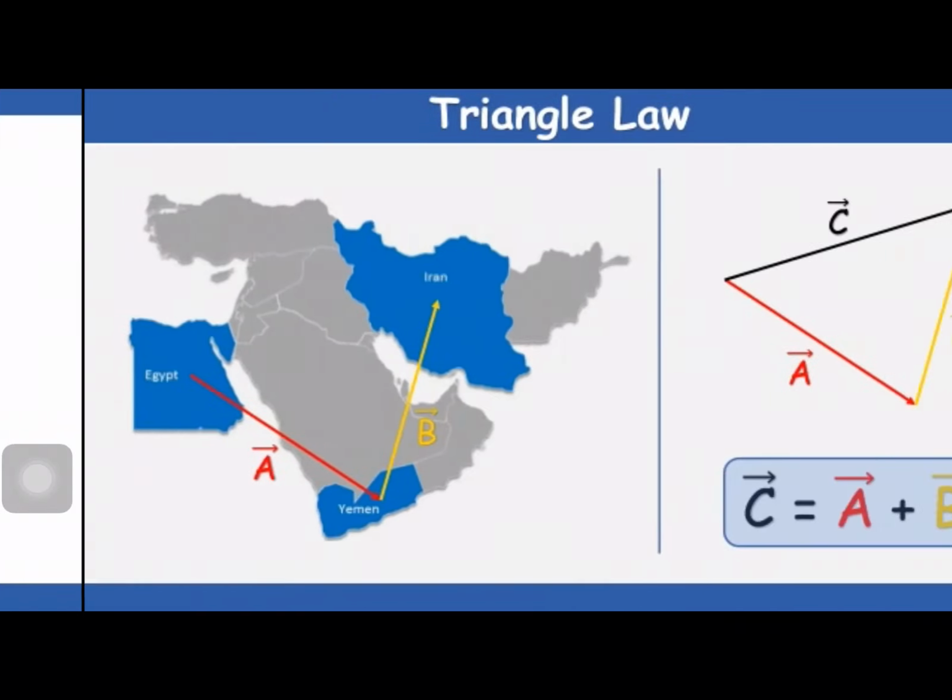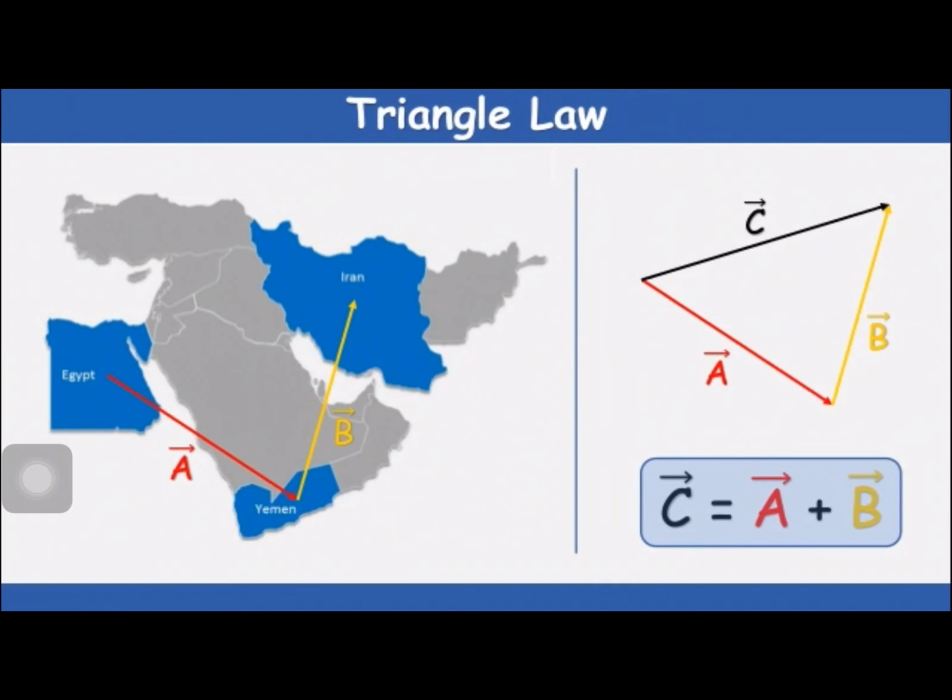And vector addition. In the case of vector addition, we can use the triangle law. Triangle law means what? A triangle has three sides. If you take two sides of the triangle as vectors, the third side of the triangle gives the resultant of the two vectors. For example, A vector moves from Egypt to Yemen. B vector moves from Yemen to Iran. So what's the net vector or resultant vector? That is C, given by the closing side of the triangle. So C vector equals A vector plus B vector.